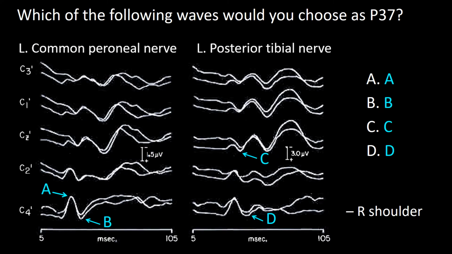Which of the following waves would you choose as P37? Please take a moment to look at this montage from two different nerves, the common peroneal nerve and the posterior tibial nerve, and select the best answer.